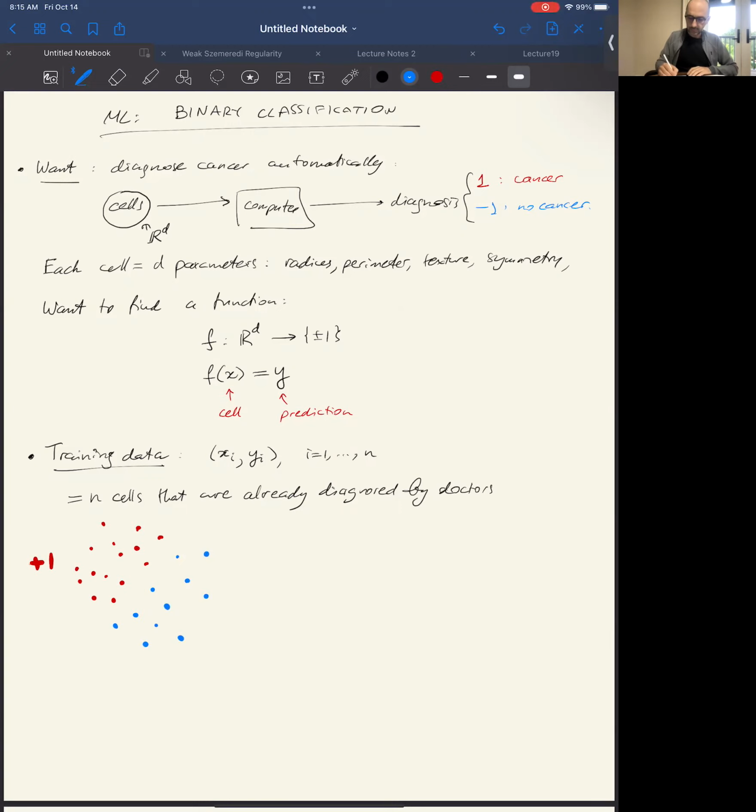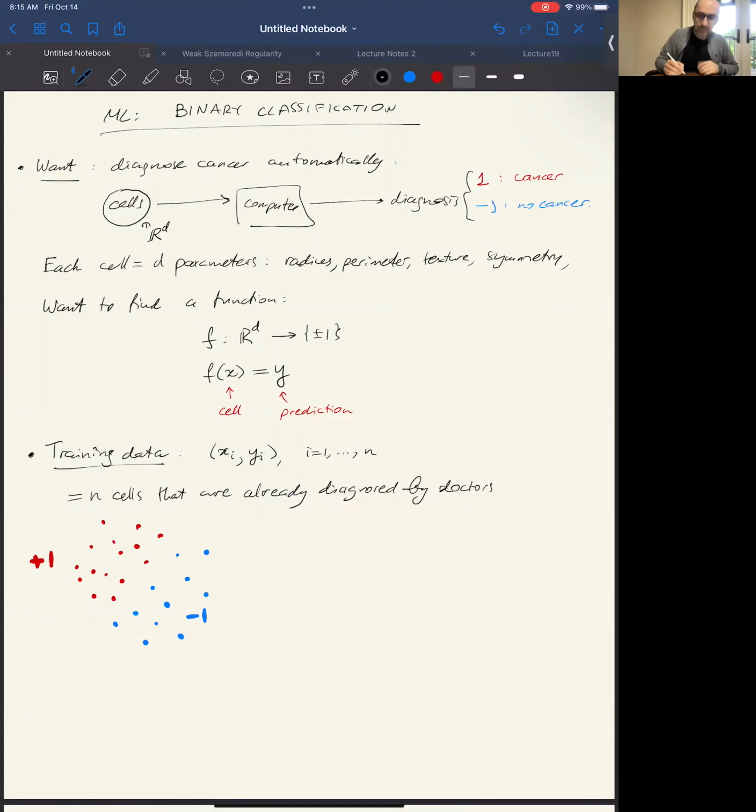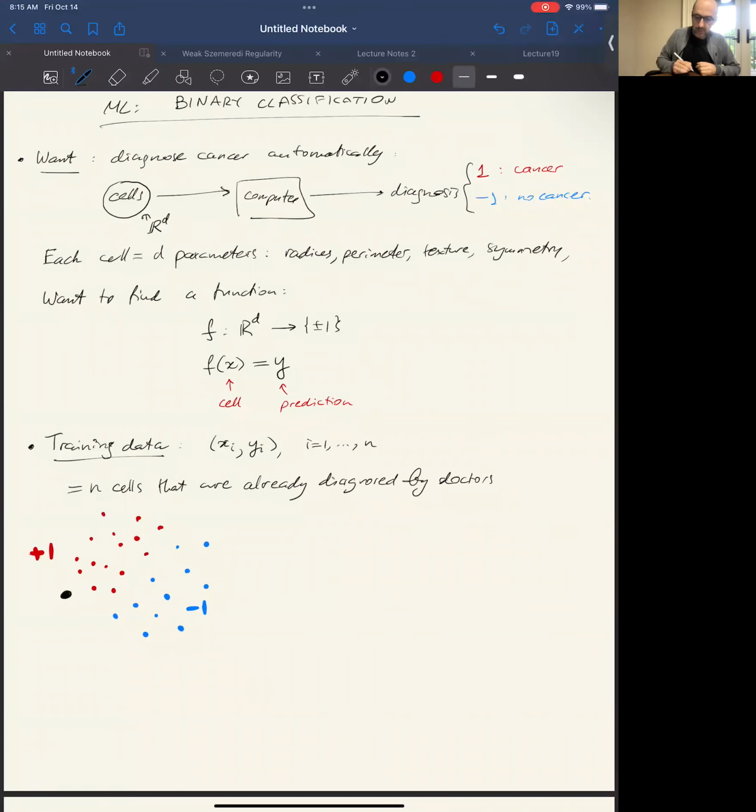Like that. There are -1 points. So each point, this picture is in dimension D. And what we would like to have is a function that for any other point, let's say if a new patient comes and its point is right there, then the computer should say, okay, its point, looking at this picture, should probably have cancer, right? Because it's closer to the cancer cells than to the non-cancer cells.